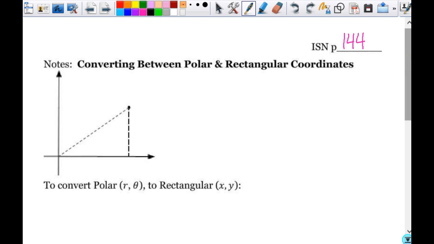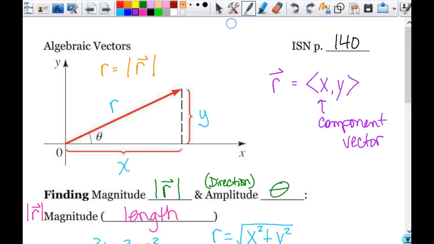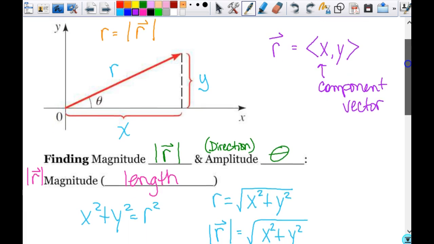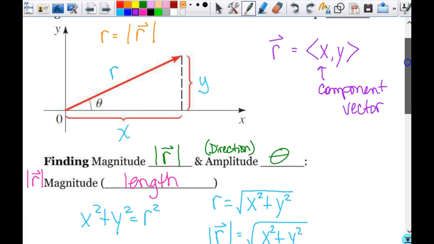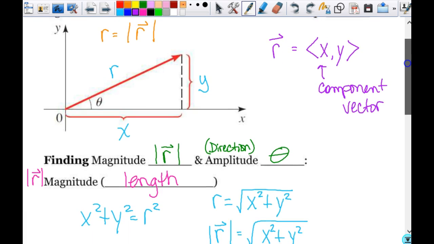We know how to do rectangular coordinates and all kinds of things with them. We've plotted some polar ones, but we're going to look at converting back and forth. So the good news here is that if you look on your vector notes on page 140, a lot of what we do today is going to look very, very similar to this.